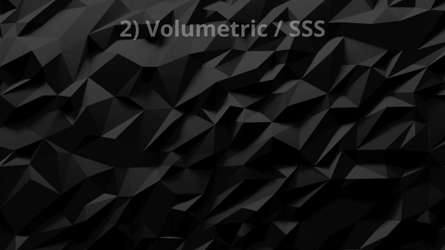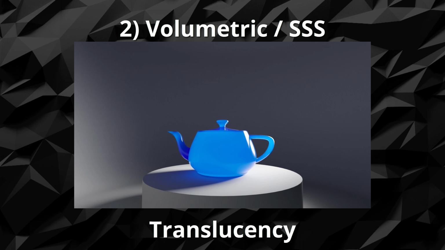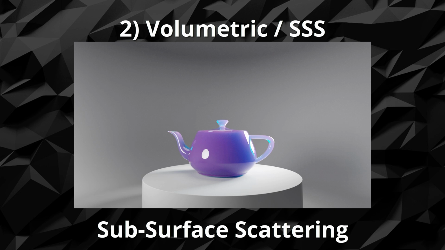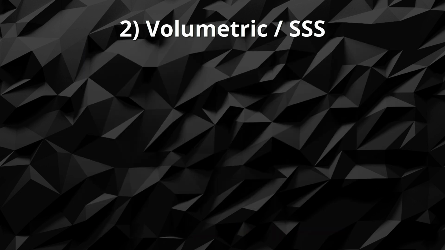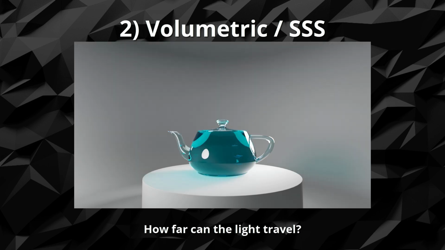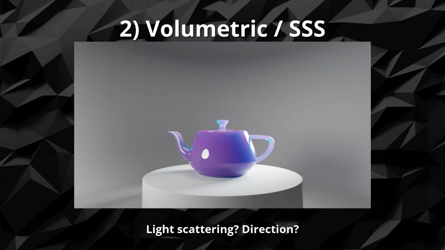The second category is volumetric or subsurface properties, such as translucency, absorption, subsurface scattering. These let us define what happens under the surface, inside the object volume. Does it let light to the other side? How far can the light travel inside an object? Does it scatter light, and in which direction?